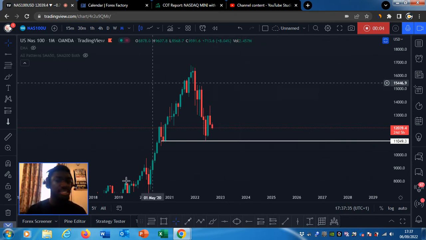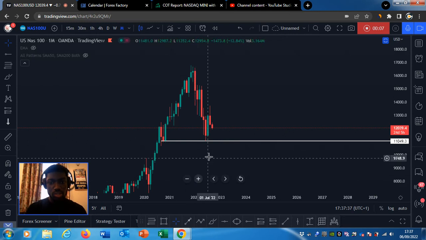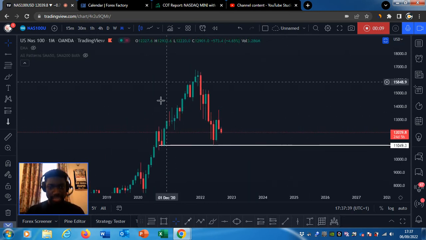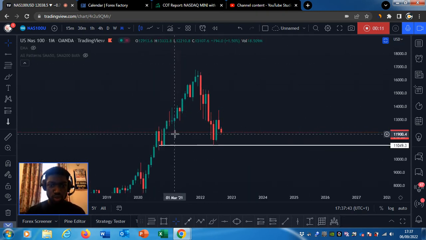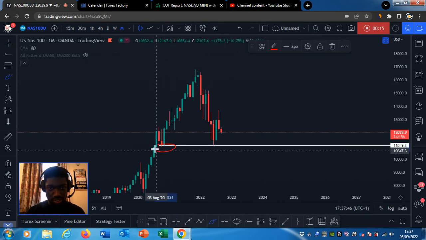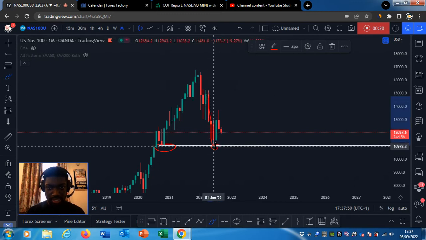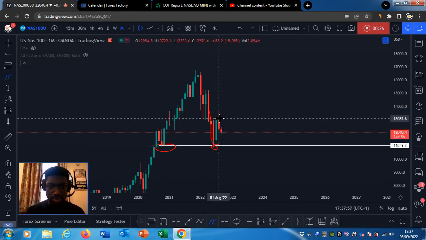Today we're looking at the NASDAQ on the monthly, weekly, and daily time frames, with some news and a bit of the COT report as well. Obviously, we can see here price came down and tested this low, which is the 13,000 to 11,000 range. Price went back to retrace to collect liquidity.